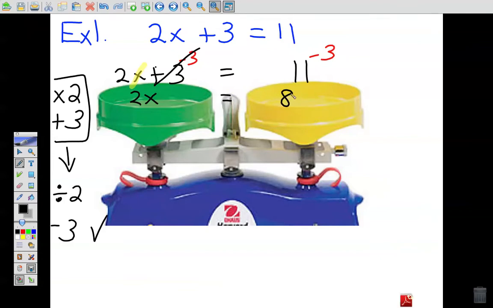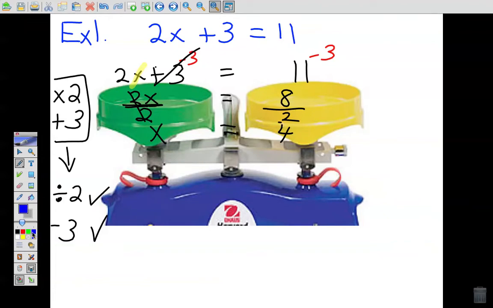Now I will do this one. Right now I ask myself, what are they doing to x? They're multiplying by 2, so I'm going to do the opposite. I'm going to divide both sides by 2. Multiply by 2, divide by 2, they cancel. So x equals 4. My solution is 4.